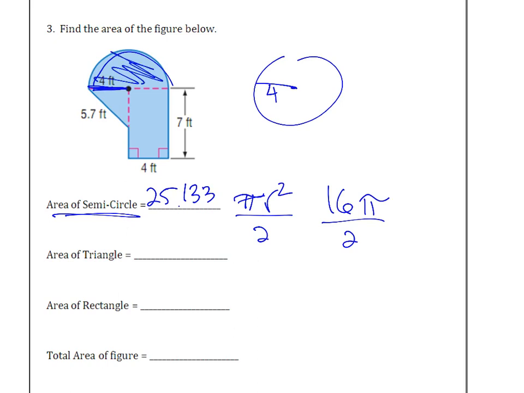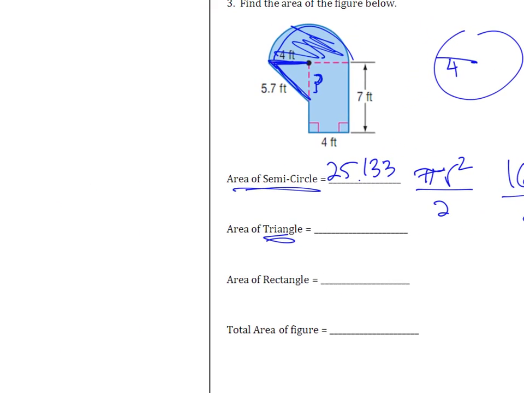Now the area of the triangle. This is 5.7, though that doesn't really help me. I really want to figure out what that is, and I can't really figure out what that is. So what I've got to do is get clever here. This is still a right triangle. That is 4, that is 5.7. I want my height, so what I've got to do is use the Pythagorean theorem.